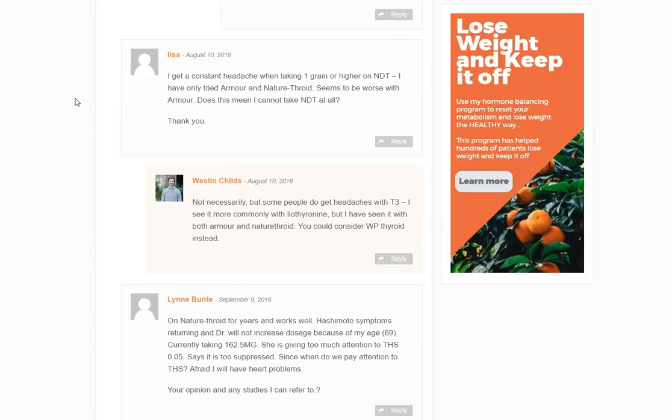Lisa says, I get a constant headache when taking 1 grain or higher on NDT. I've only tried Armor and Naturethroid. Seems to be worse with Armor. Does this mean I cannot take NDT at all? Not necessarily.